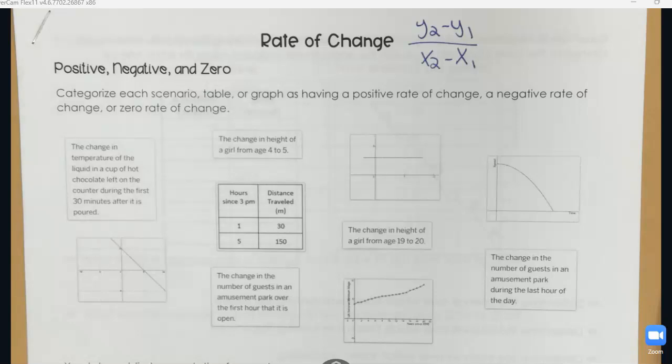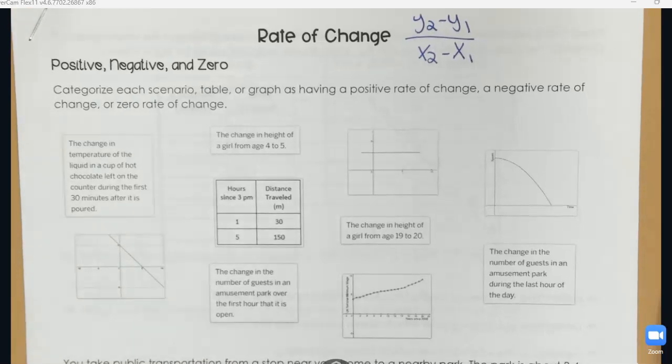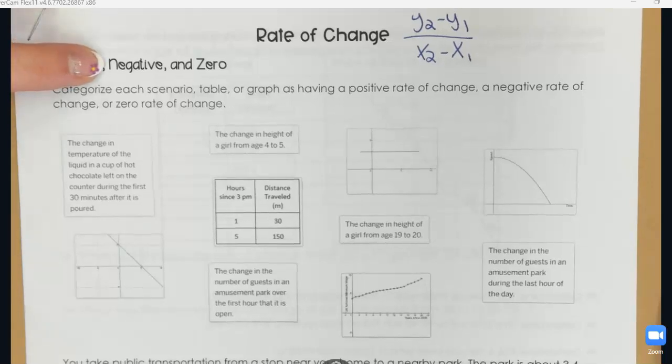So what we're going to kind of do first is refresh our memory on what would indicate positive, negative, or zero rate of change. Remember, positive would mean something's increasing, negative would mean something's decreasing, and zero rate of change would mean we're staying constant. So we're going to look at these different graphs and scenarios and indicate if it's positive, negative, or zero rate of change.